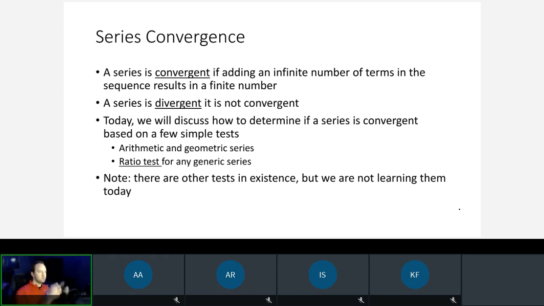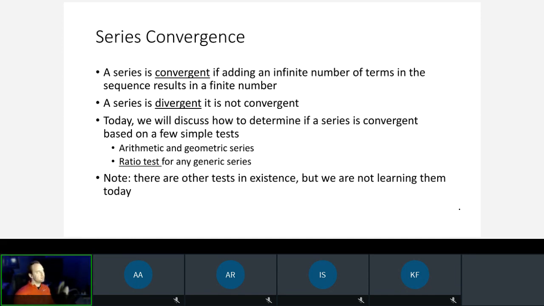Because if the common ratio's absolute value is less than 1, that means we multiply by a number less than 1, absolute value, right? And that number gets smaller and smaller and smaller. It approaches 0. That's why that works. That was from yesterday. All right, a series is divergent if it is not convergent. Fun. Kind of makes sense. If it's not one, it's the other.